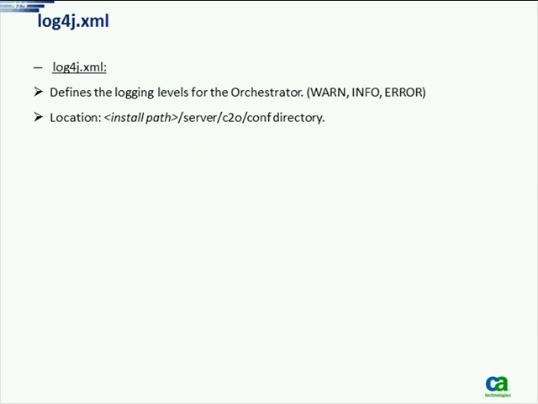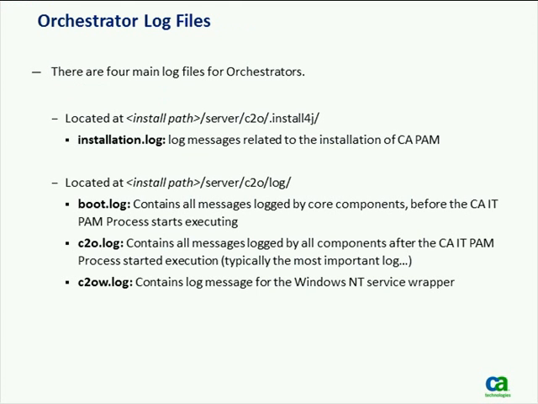Okay, this file defines the log level for the orchestrator. We will see the log files right away. By the way, you can have 3 log levels: warning, info, and error. Okay, log files. Those are the important files. Now we leave the orchestration configuration files and let's see the orchestrator log files.